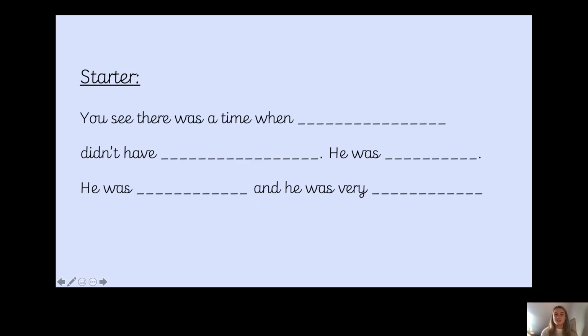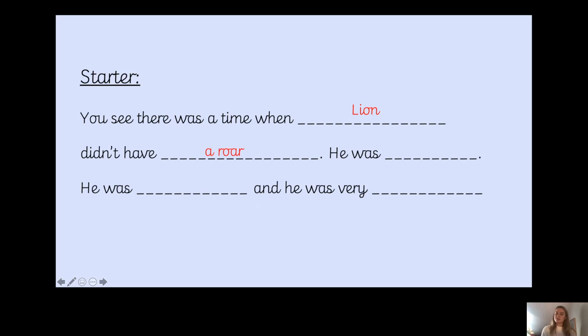Okay, Year 2, so how did you get on? Have you all got your introduction to your Tinga Tinga tale? Fantastic, well done. Well, I had a go too. Would you like to hear the introduction to mine? So I went with, you see, there was a time when Lion, capital letter because it's his name, didn't have a roar. So I've gone with the story that we're looking at in reading.